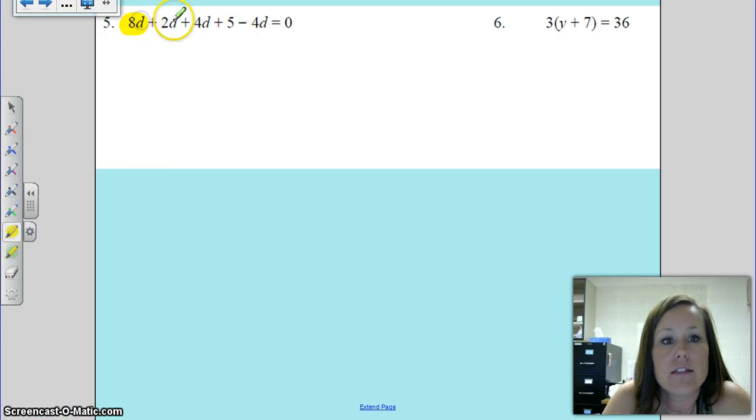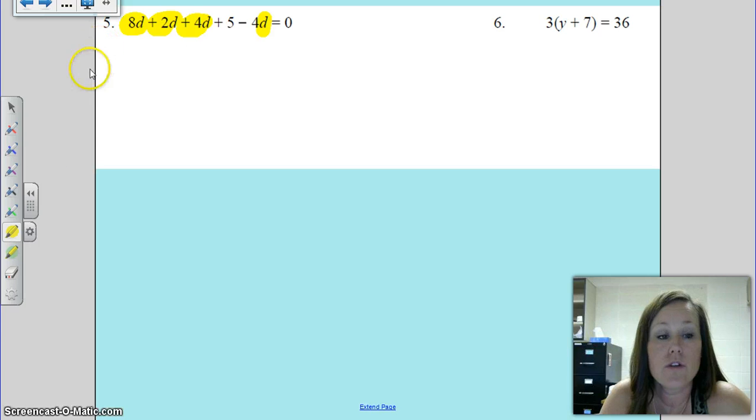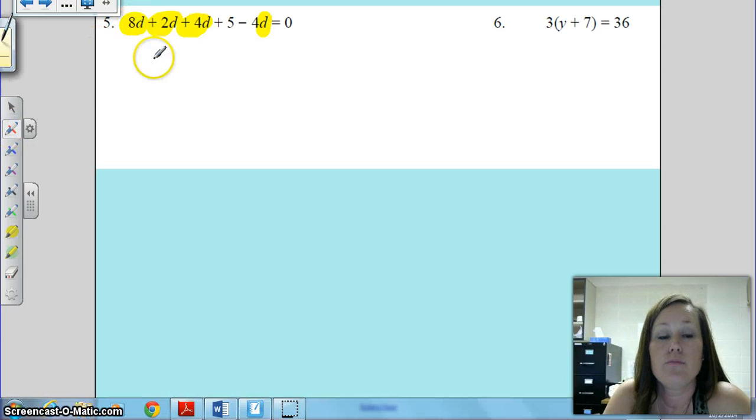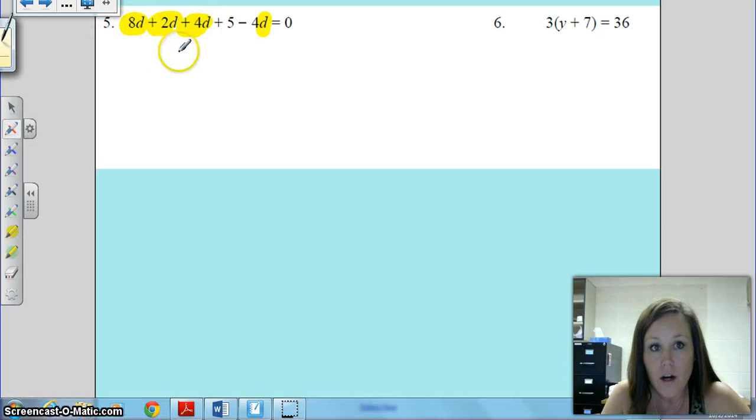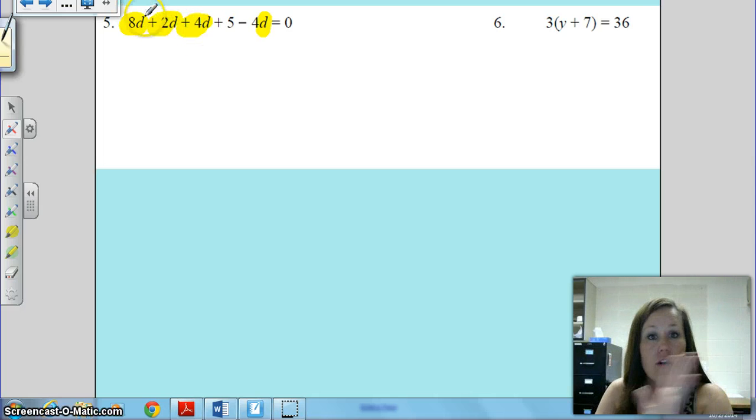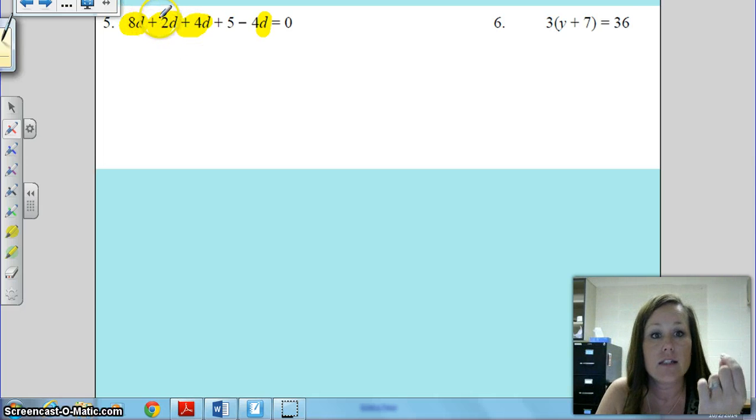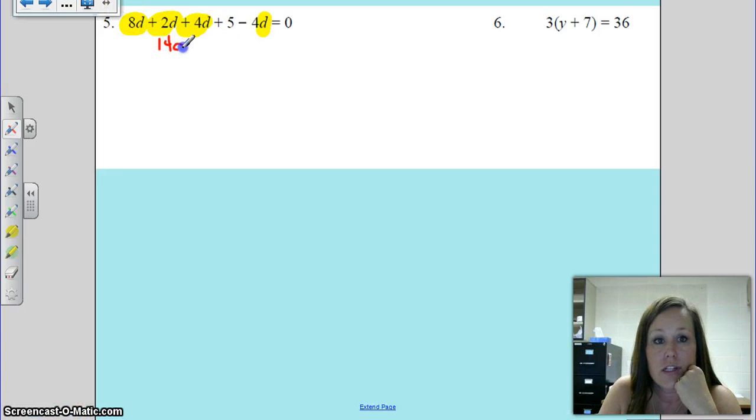This one, again, combine like terms. I've got 8d, 2d, 4d, minus 4d. All of those go together. So 8 plus 2 plus 4. Again, I can do this all in one step because they all have the same variable. So 8, 9, 10, 11, 12, 13, 14d. This is 14d plus 5 minus 4d.